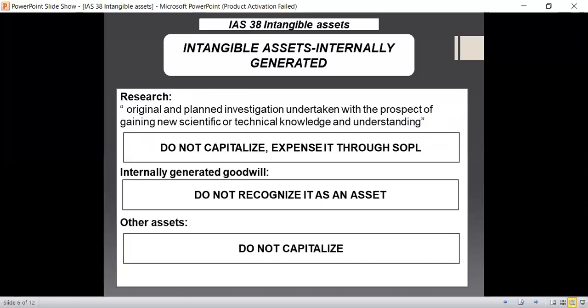Then there are other assets like, for example, brands, customer lists, publishing titles which you have internally generated in order to run your business effectively. Keep this in your mind that you cannot capitalize any of these because they fail to meet one or more recognition criteria, for example, separability or any other.